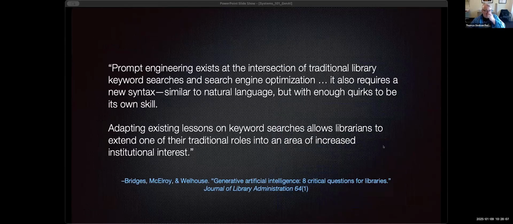Bridges, McElroy, and Wellhouse, in their article, Generative Artificial Intelligence, Eight Critical Questions for Libraries, suggest prompt engineering exists at the intersection of traditional library keyword searches and search engine optimization. It also requires a new syntax similar to natural language, but with enough quirks to be its own skill. Adapting existing lessons on keyword searches allows librarians to extend one of their traditional roles into an area of increased institutional interest.